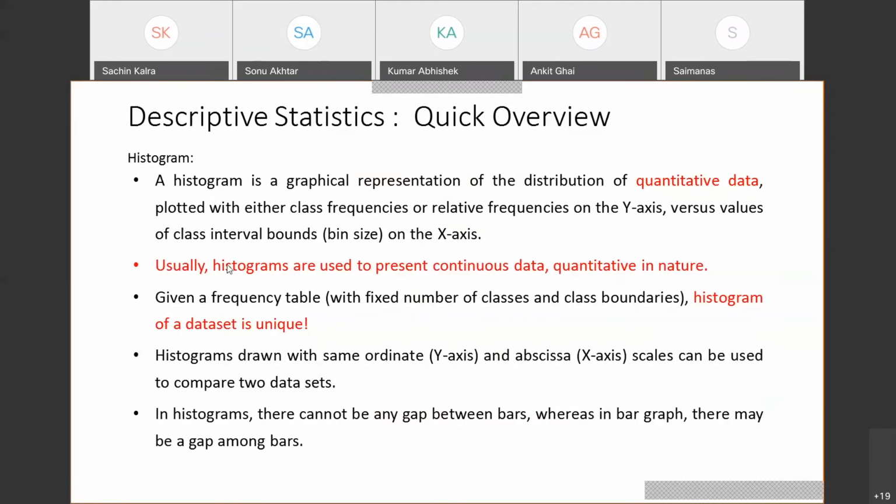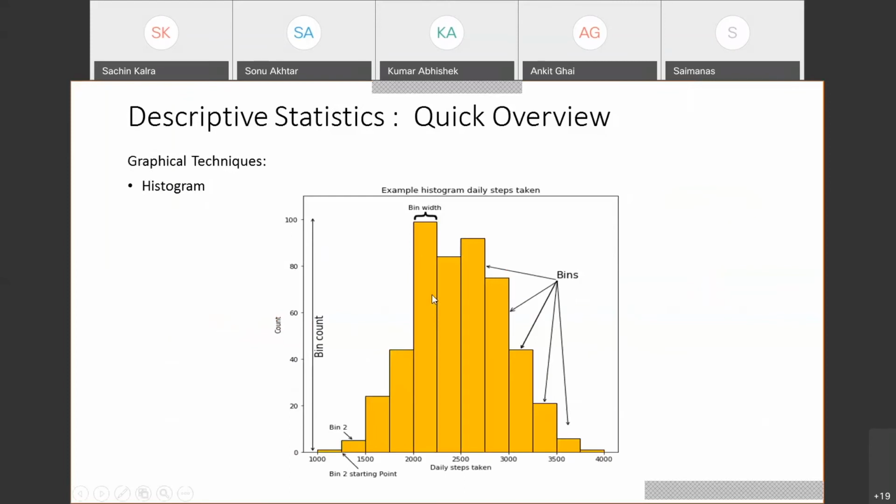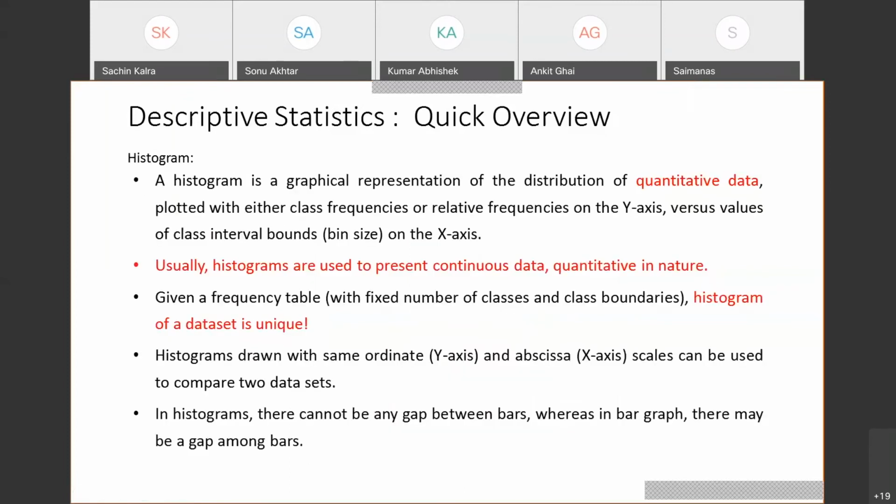So a histogram is the graphical representation of the distribution of quantitative data. We have frequencies on the y-axis, and it is mainly used to understand the distribution of the data, which we'll talk about later in the class.